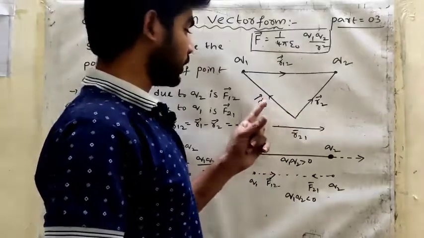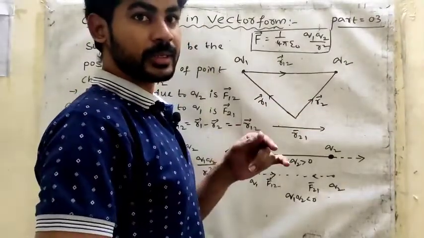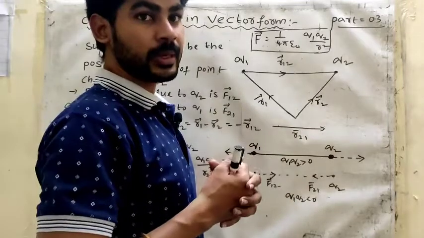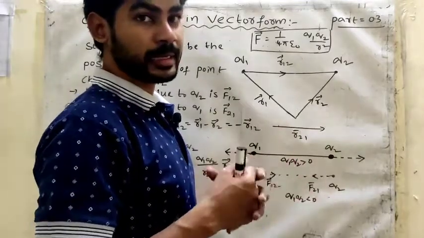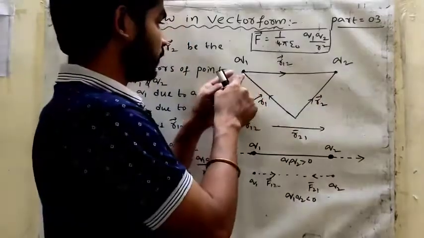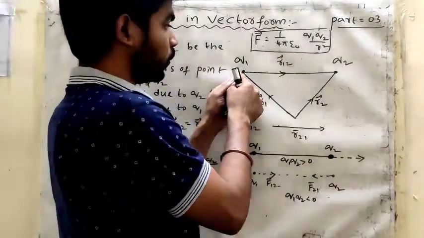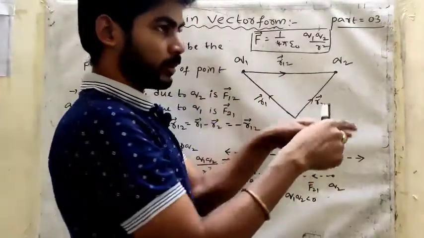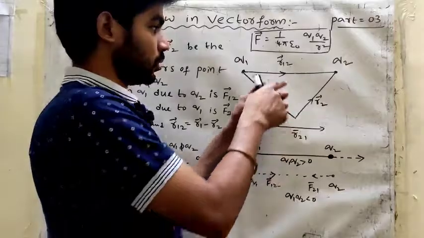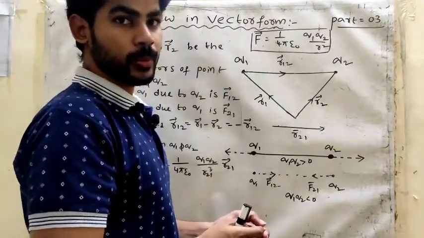So r1 and r2 are the position vectors. A vector means what? Both magnitude and direction. So I am denoting a particular direction, that's why 1 and 2 are the positions. From q1 to q2 I am calculating the position, so I gave the denotation r bar 1 2.